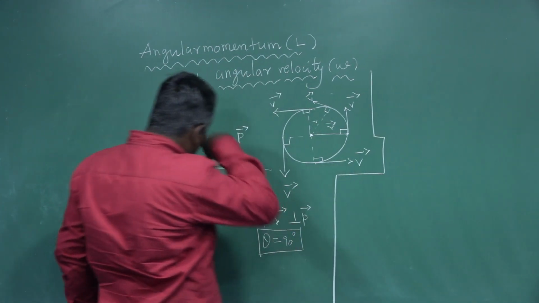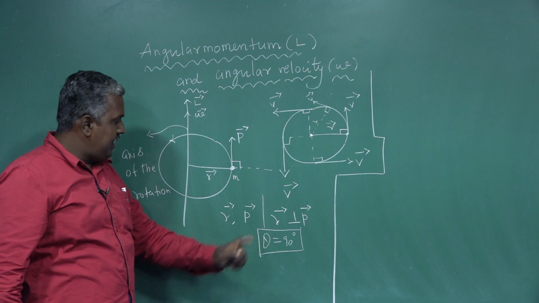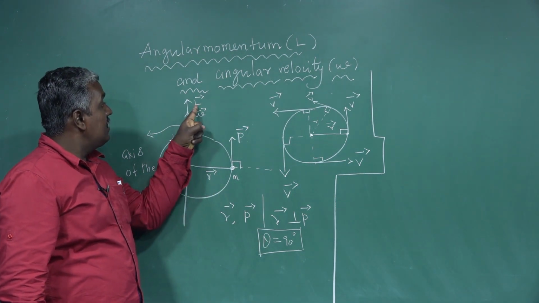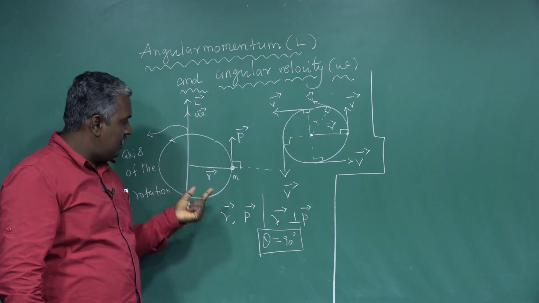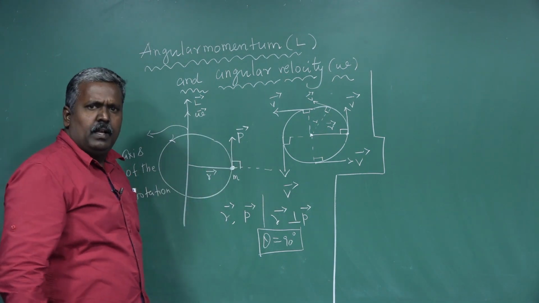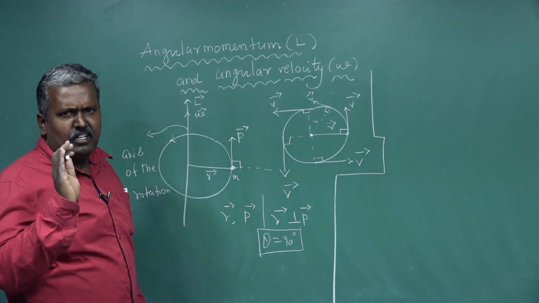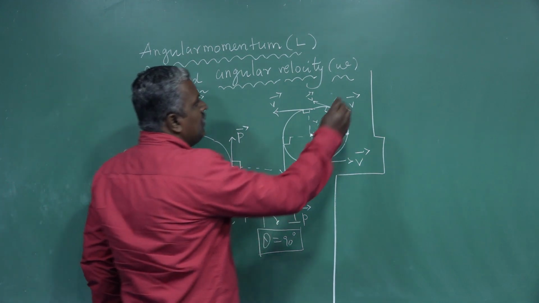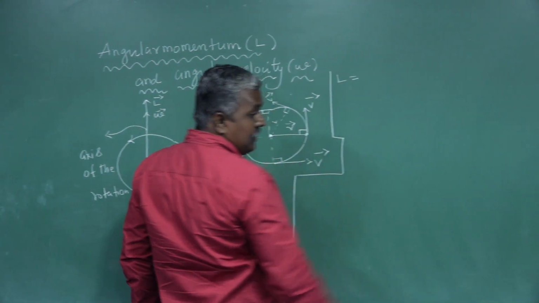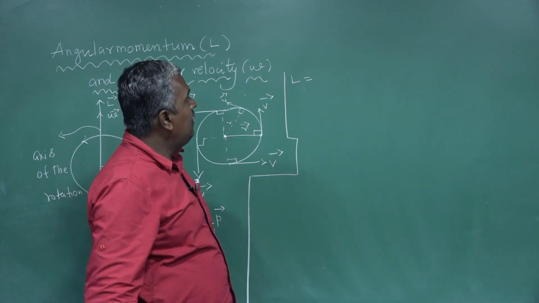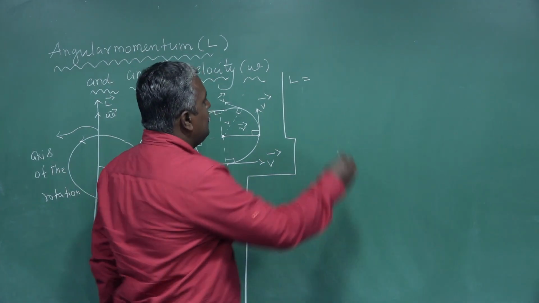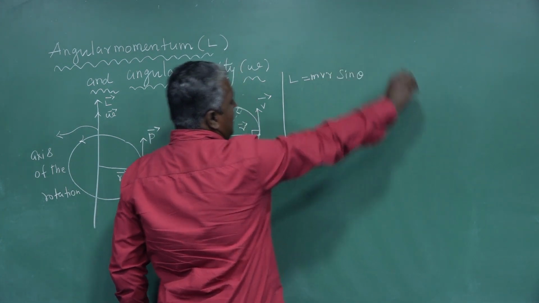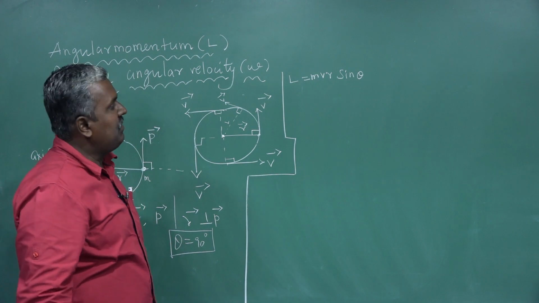Here, 90 degree. M means point mass, this is angular velocity, this is angular momentum, this is linear momentum, and this is the radius vector. Then the magnitude of angular momentum: L is equal to mvr sin theta. Very good, simple formula.